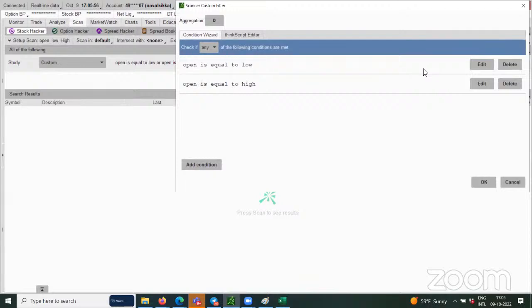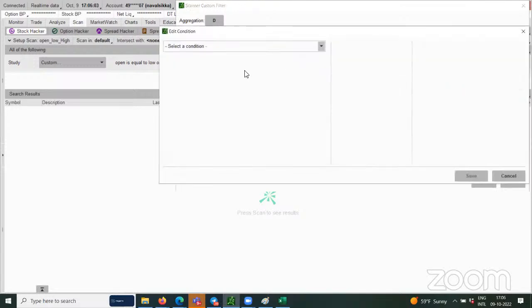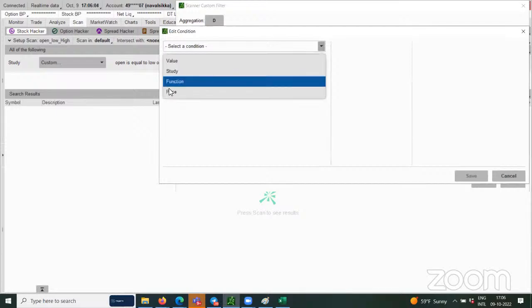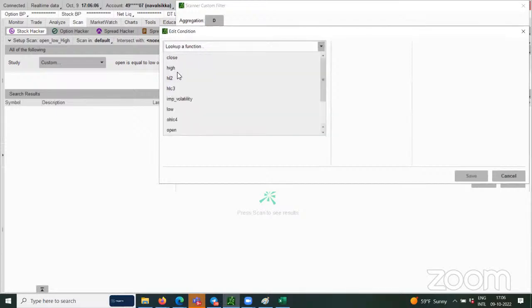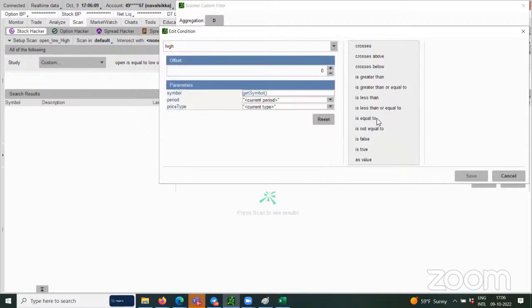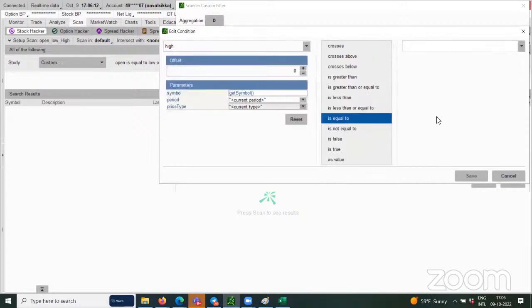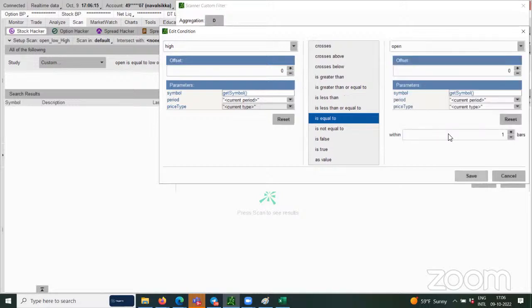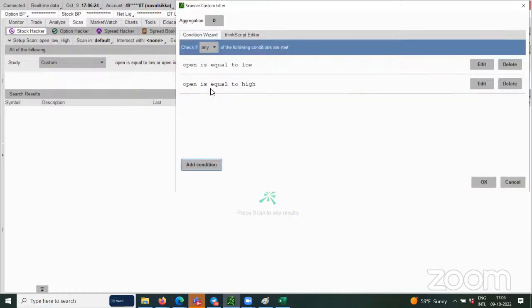Now, this is a very simple query. You can click on add condition. You're looking at price, choose high equals to price open. And this is for 1 day because we are using 1 day. So if you have a condition where open is equal to high, save it. Same thing, open is equal to low, save it. You will have these two conditions.